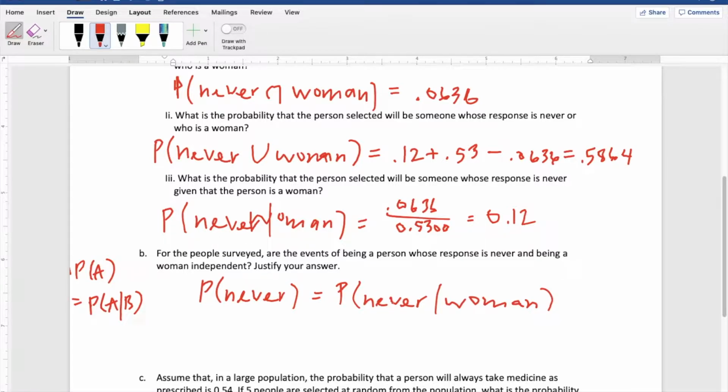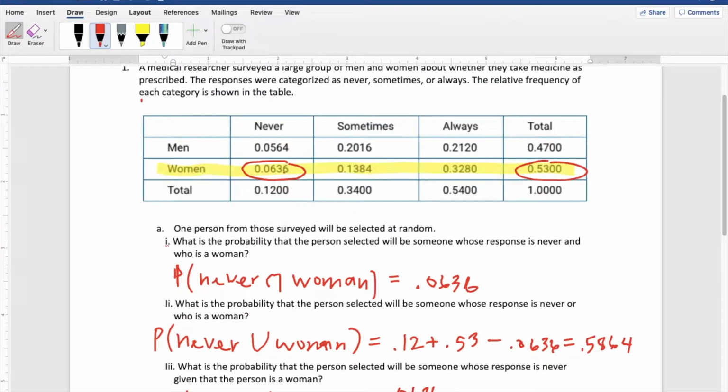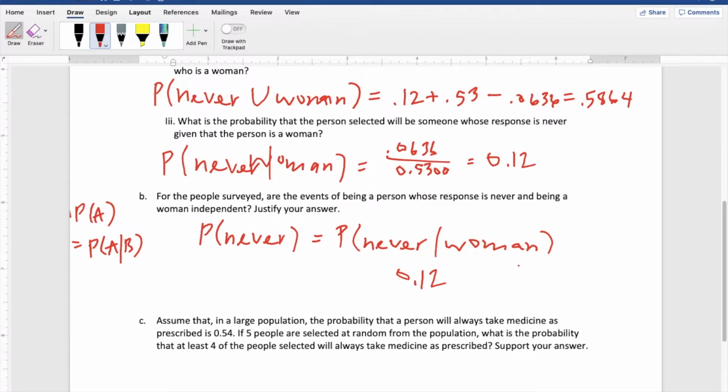Probability of never given woman is something we've already done in part 3 of part A. And so we already know that that's 0.12, and I wouldn't need to show the work again because I already showed it in part A. And then I can look at my table and see that the probability of never overall is 0.12 out of 1 or 0.12. So those are equal. So yes, they are independent because probability of never is equal to probability of never given woman.